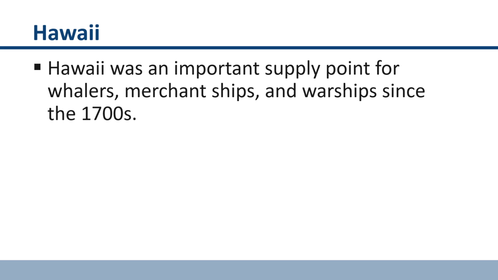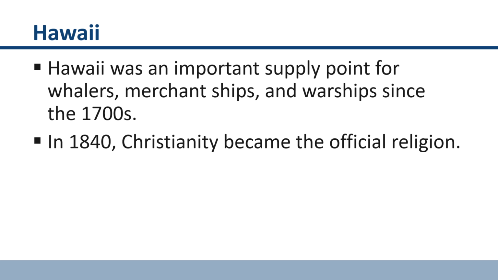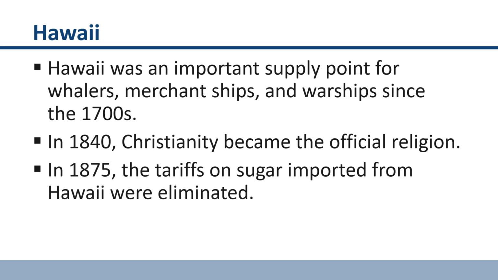Another Pacific addition to the U.S. was Hawaii. For years, Hawaii had been an important supply point for whalers, merchant ships, and warships. Western civilization had definitely made its mark on the islands. In 1840, Christianity became the official religion of Hawaii, and shortly thereafter, Americans set up sugar plantations and created a thriving sugar industry that dominated the economy of Hawaii. In 1875, tariffs on sugar imported from Hawaii were eliminated, which was a huge benefit to the Hawaiian economy.